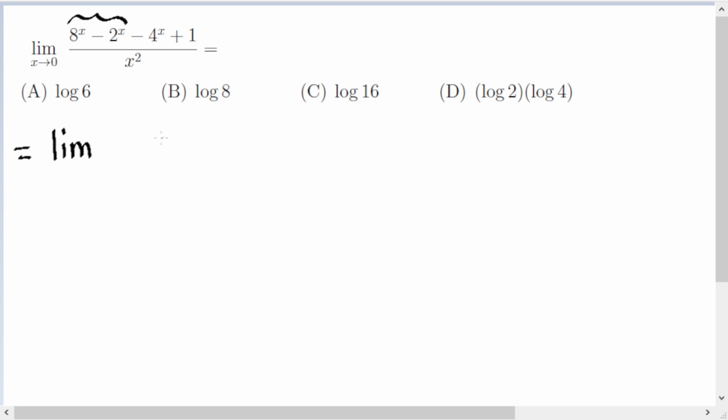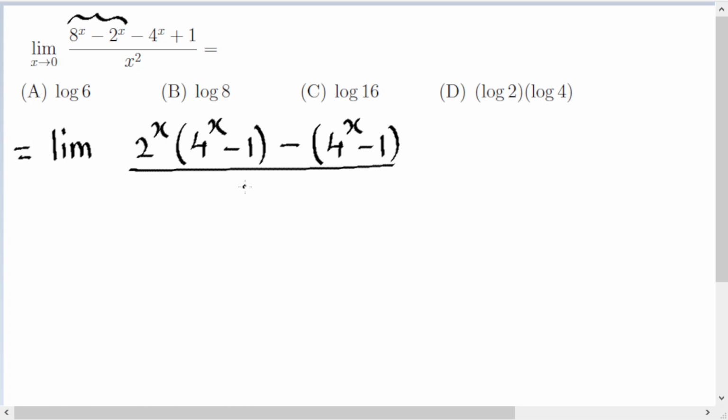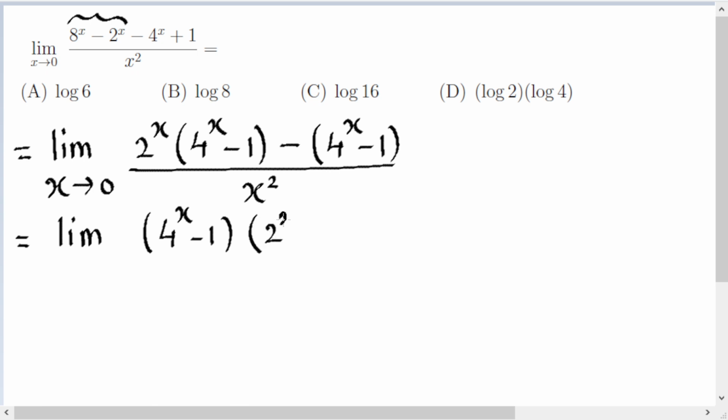So observe that from the first two terms we can take 2 raised to x common. So in the bracket we are left with 4 raised to x minus 1, and taking minus sign common from the remaining two terms, we will once again get 4 raised to x minus 1, divided by x square, as x tends to 0. So therefore we get the limit of 4 raised to x minus 1 into 2 raised to x minus 1, and in the denominator that x square can be split into x into x.